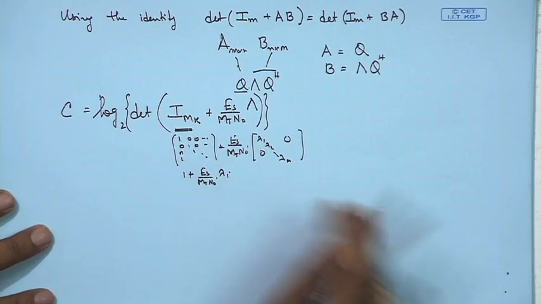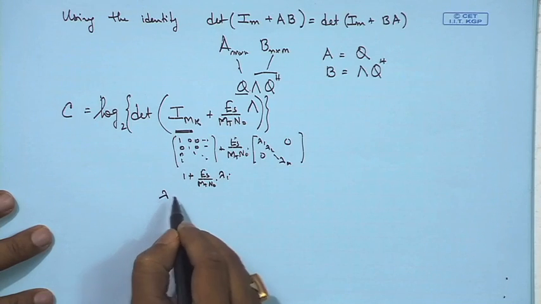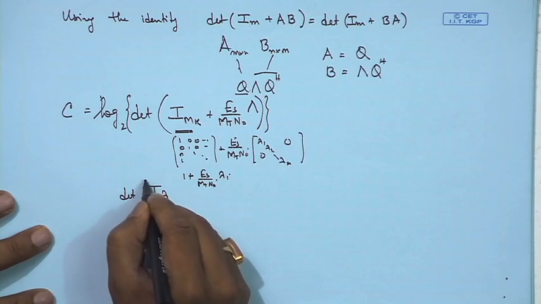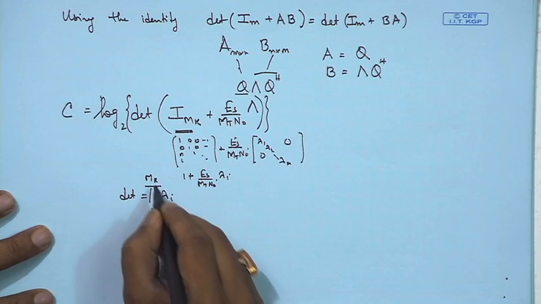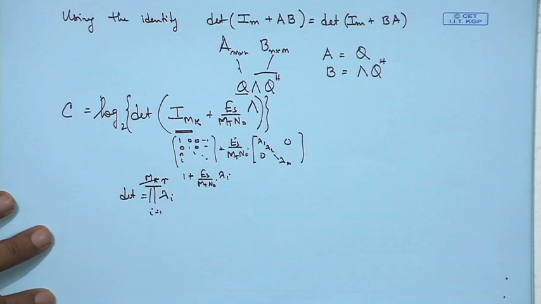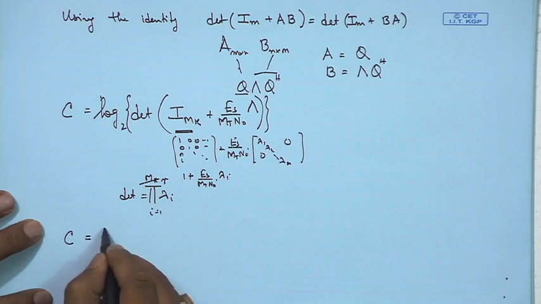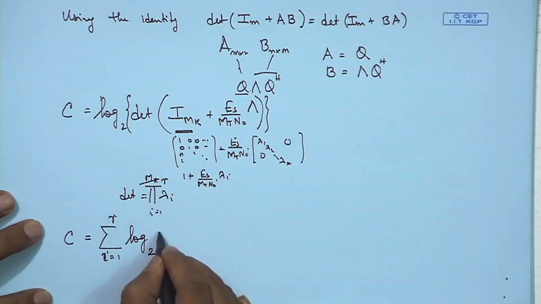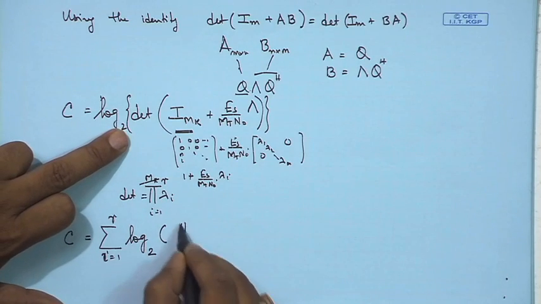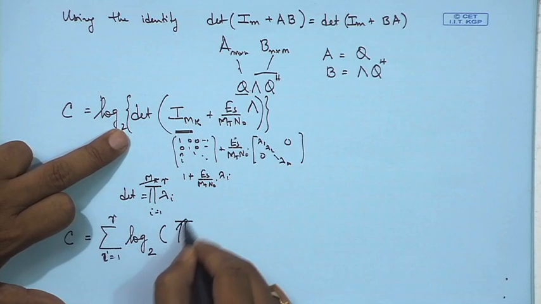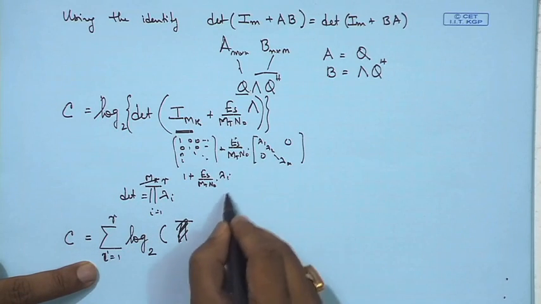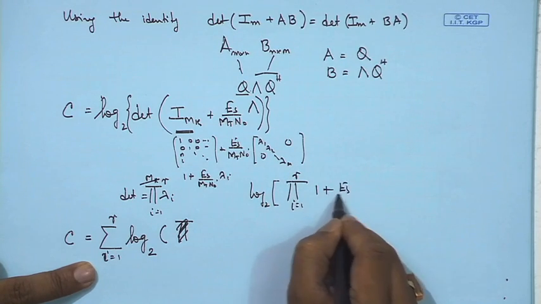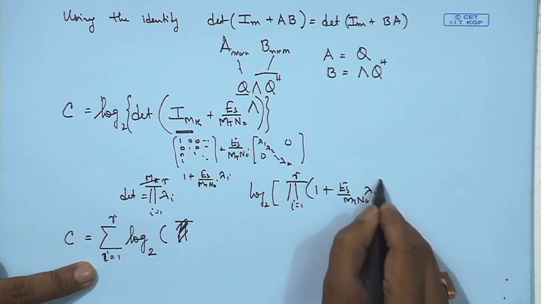So, we are taking the determinant of a matrix. The determinant of a matrix is basically the product of the diagonal values, the product of the eigenvalues. Determinant is equal to product i equals 1 to m r of the terms, or rather we should say r, where r is the rank of the matrix. So, we could rewrite this expression as C is equal to sum of i equals 1 to the rank of the matrix of log 2 of. You could put it as a product. There is an intermediate step that we have skipped. The intermediate step is log 2 times product i equals 1 to r of 1 plus Es by mt n naught times lambda i. So, this is what we have.